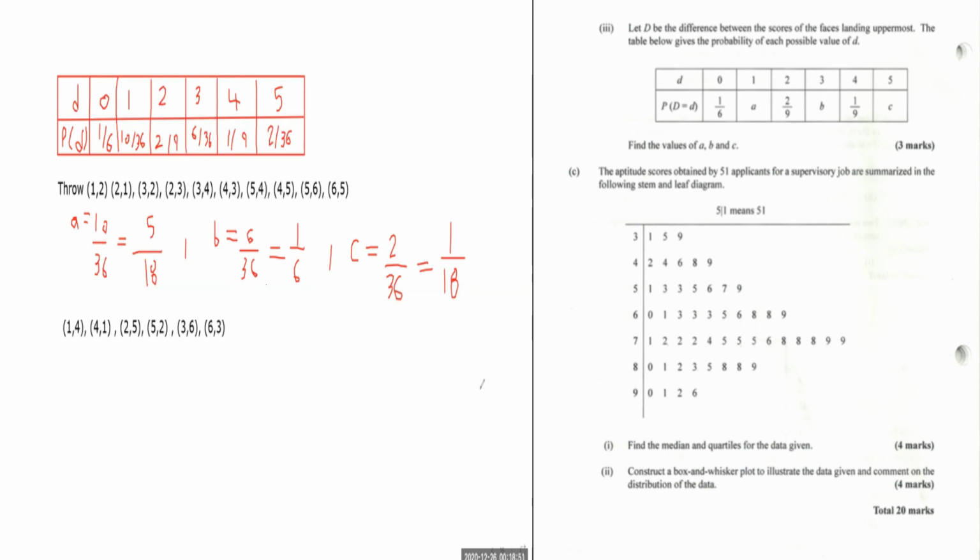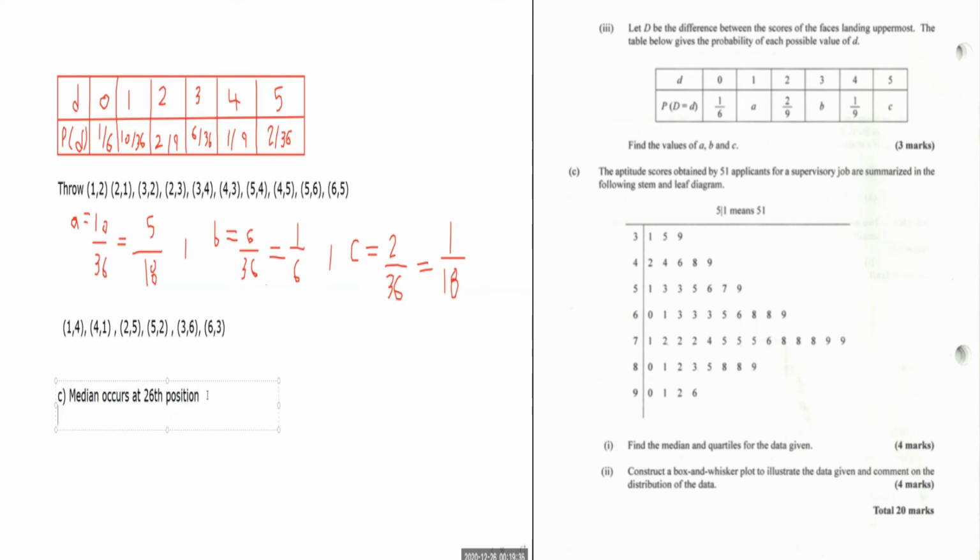Now it says the aptitude scores obtained by 51 applicants for a supervisory job are summarized in the following stem and leaf. It says find the median and the quartiles for the data given. It's 51 applicants, so the median occurs in the 26th position. So this is for part C. The median occurs at the 26th position. So that's how we're going to find the median. We're going to look for the 26th score.